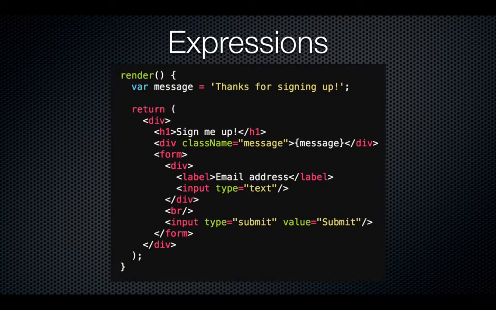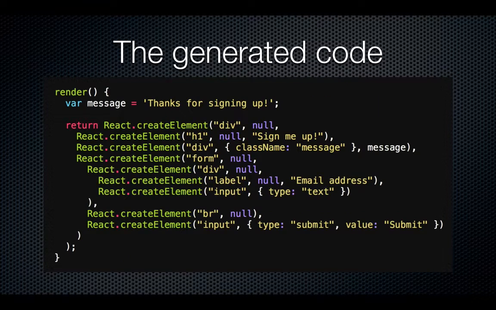JSX also has a notion of expressions, so we can embed dynamic stuff inside our markup. So in this case, we might have a message variable, and then using this curly bracket notation, we can embed that message's value into the markup. And again, when this is compiled from JSX to JavaScript, there's not a huge amount that's magic about it. The JavaScript just ends up looking a bit like this. It's still got a variable declaration at the top, and then as it creates elements in the DOM tree, or the virtual DOM tree, it just inserts that message content to be the body of a div.